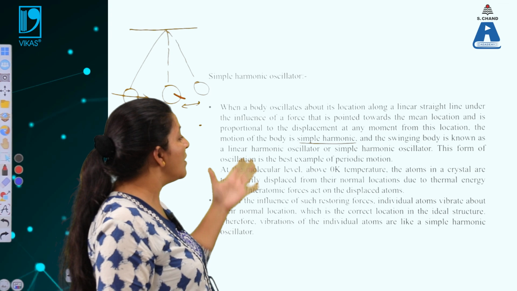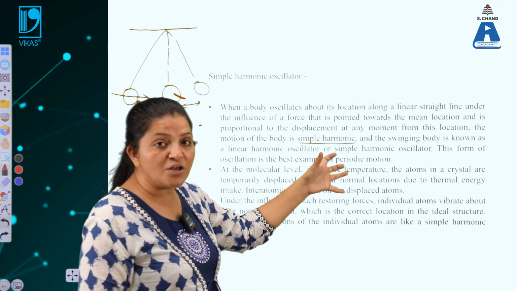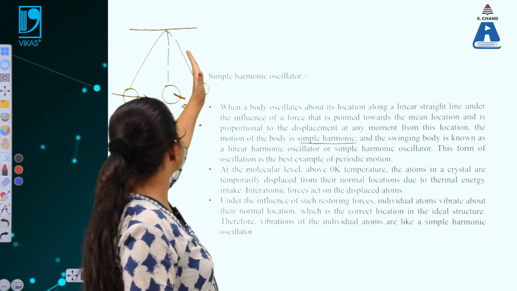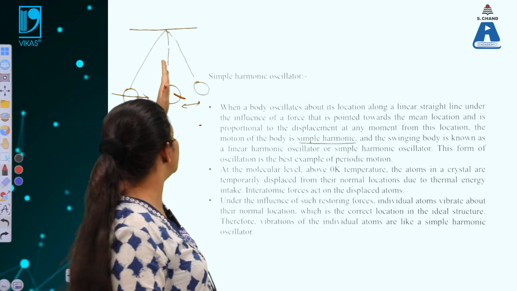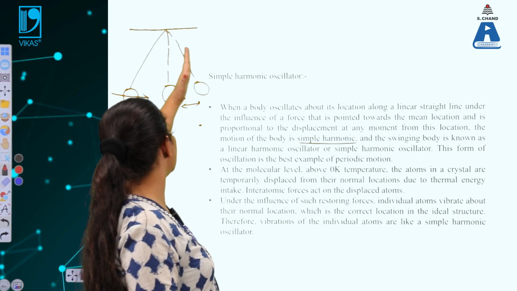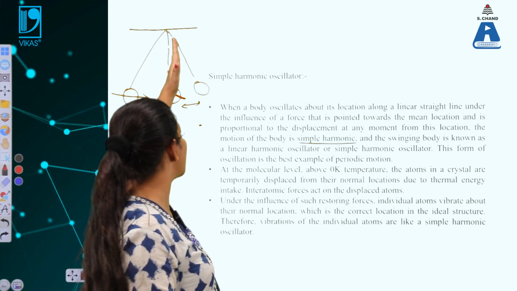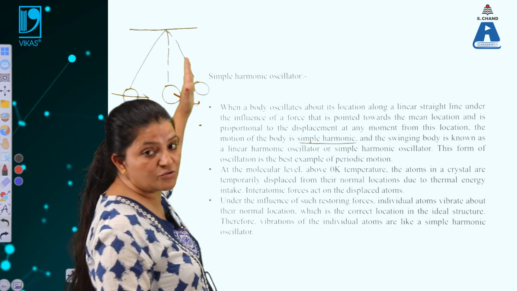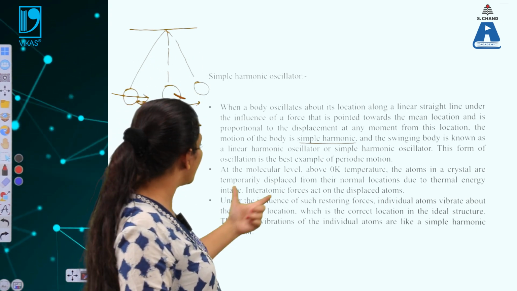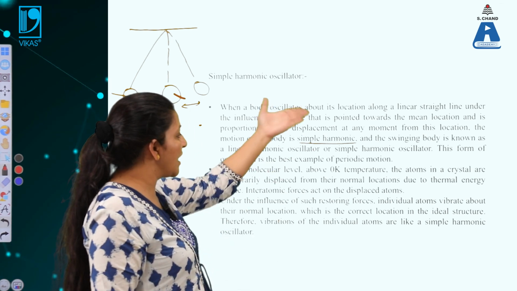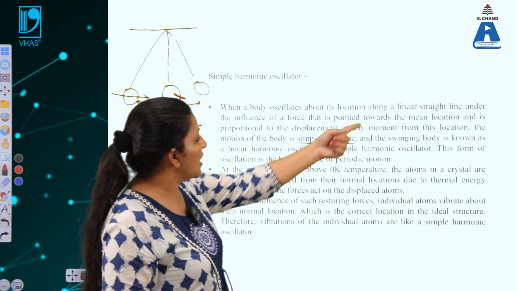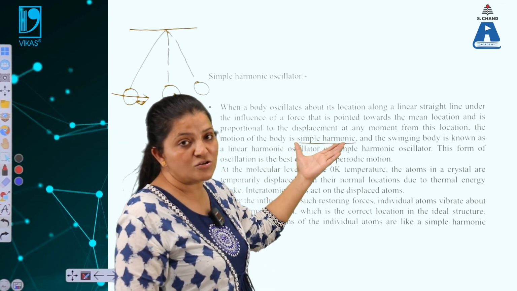Now this kind of motion is a periodic motion. Why is this called periodic motion? Because it will start oscillating from its mean position to the final position. Then it will come back to its mean position. That means these oscillations will be repeated. That's why this is called periodic motion. This kind of motion is known as mechanical harmonic oscillation. These types of oscillations are mechanical oscillations.